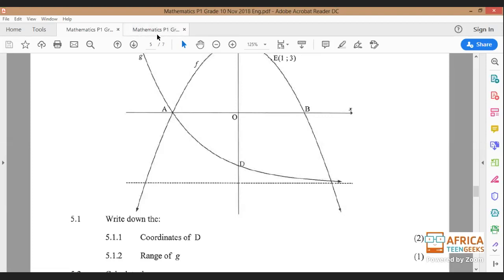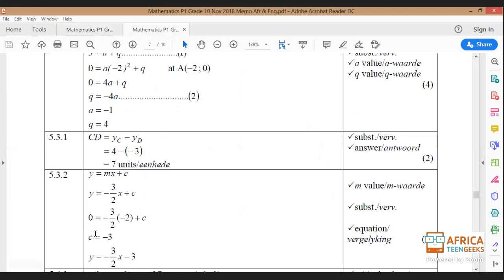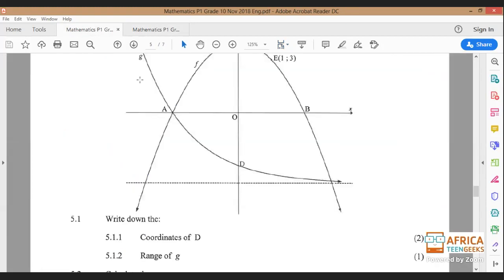In this case, we took point A, which was (-2, 0). So where there's y, it's 0, and where there's x, it's -2. Then we solve for c. c is -3. Therefore, the equation of your straight line is y = -3/2 x - 3, right? And don't forget, guys, if you were to draw this straight line, you can see it is downward sloping, and it makes sense for us to get a gradient of -3/2.